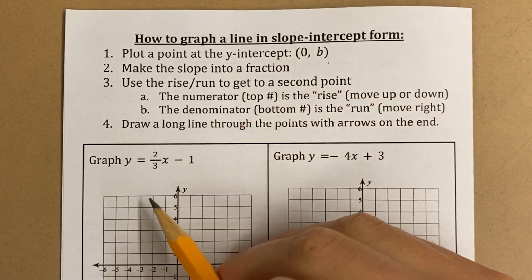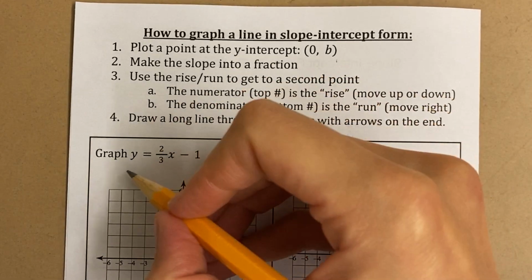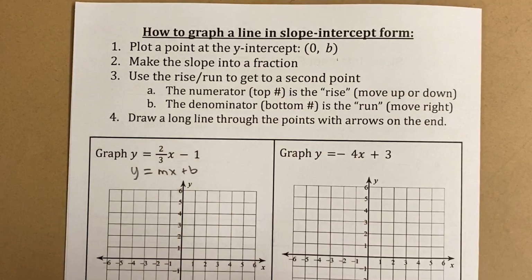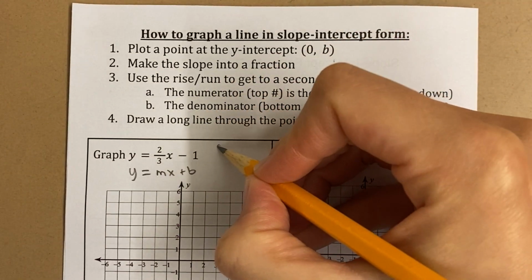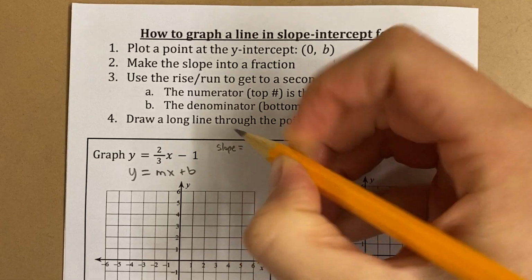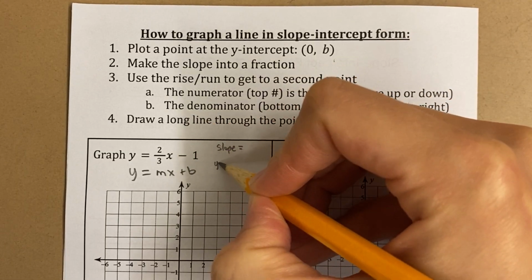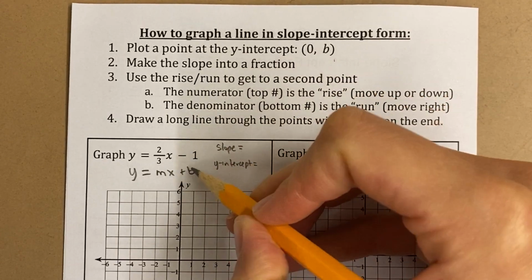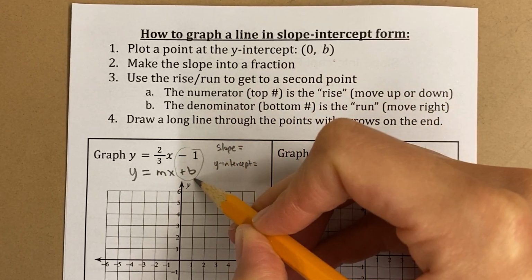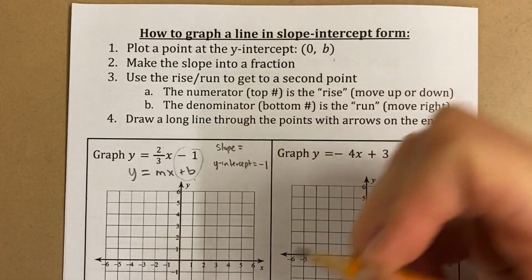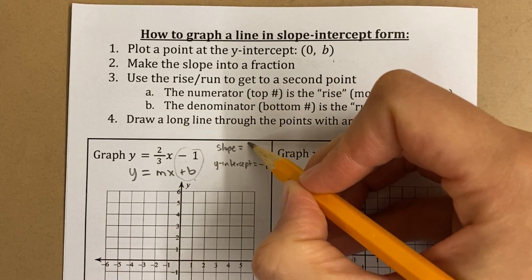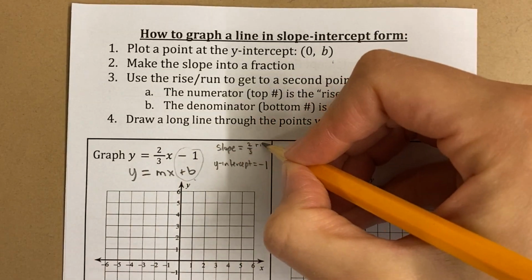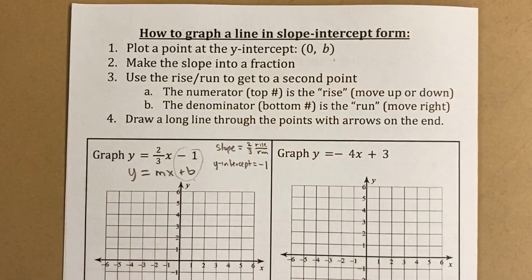Okay, so let's actually go ahead and do the first equation as we read the directions. So this is an equation, y equals mx plus b, right? Now remember, what we're looking for in this equation is the slope and the y-intercept. And we know that the y-intercept is represented by the letter b. So here the y-intercept is -1. And here the slope is 2/3, right? That's the number being multiplied by x. And that is my rise over my run.